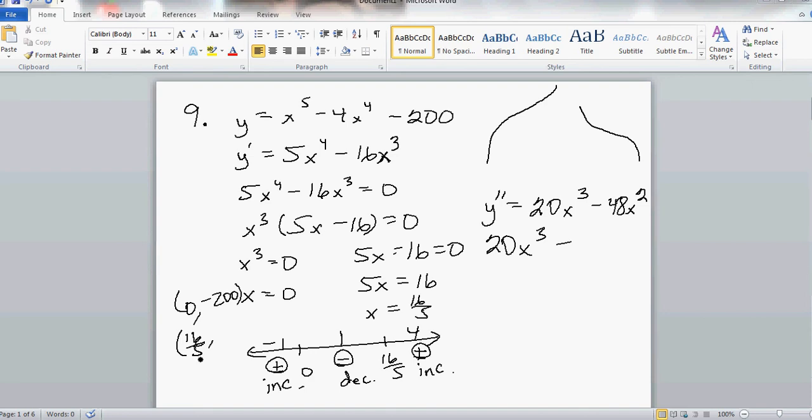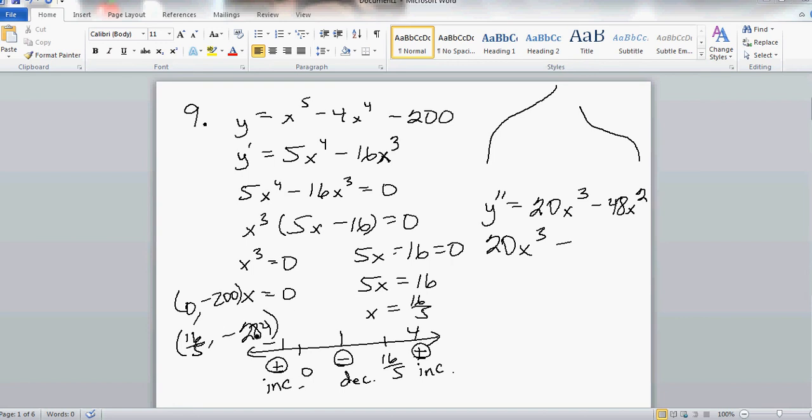And 16/5, if we just plug 16/5 into the original, this is where taking it to a decimal is going to be perfectly fine, and then do an estimation. So it's 3.2 raised to the 5th power minus 4 times 3.2 raised to the 4th power minus 200, and that equals negative 284, more or less. I'm just going to let it live at negative 284.